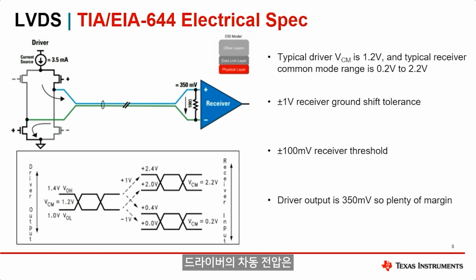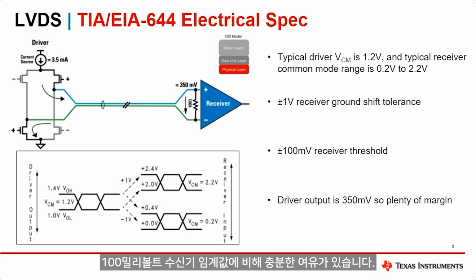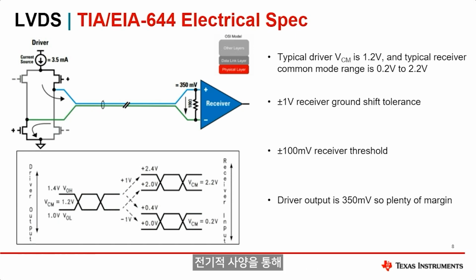Because the differential voltage on the driver is 350 millivolts, you have plenty of margin compared to a 100 millivolt receiver threshold. So even though the differential voltage is very small, you get good noise margin through the electrical specification.